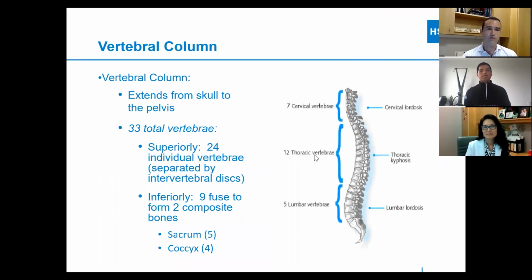I'll start by briefly outlining some general spinal anatomy. We have a vertebral column which extends from the base of the skull down to the pelvis. We have 33 total vertebrae. Superiorly, we have 24 vertebrae, which are separated by discs at each level: 7 cervical, 12 thoracic, and 5 lumbar. At the bottom, we have our sacrum and coccyx, which form a fused bone.